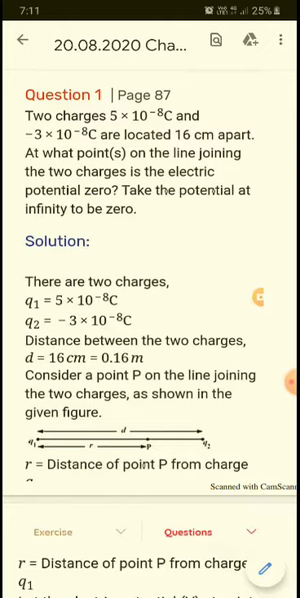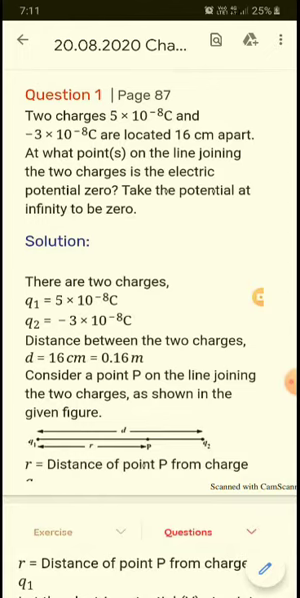What are the given data? There are two charges, marked as Q1 and Q2. The distance D is 16 centimeters, which can be converted into meters: 0.16 meter.